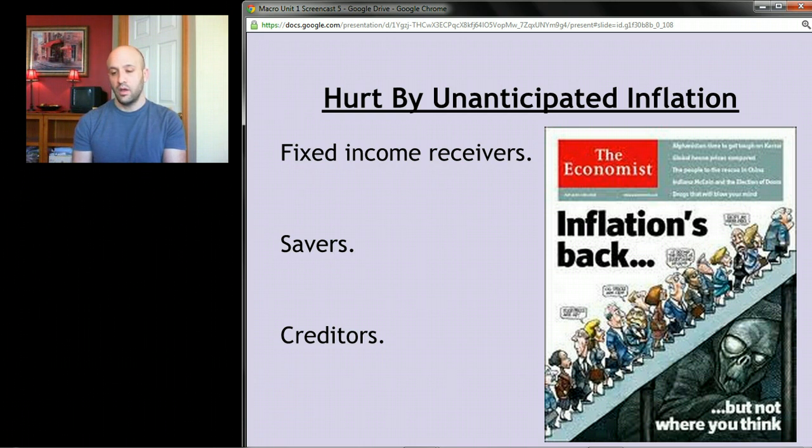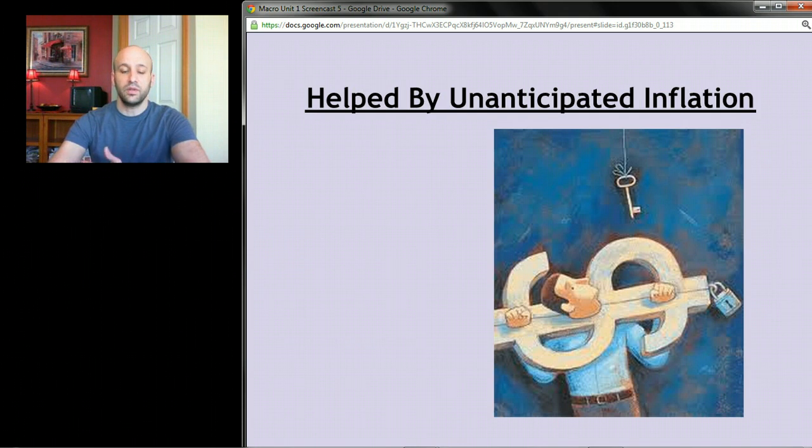Pack of gum maybe, than it was worth back in the year 1900. So creditors, lenders tend to be hurt by unanticipated inflation. For similar but opposite reasons, there are certain people that are helped by unanticipated inflation. If you owe people money, you like inflation. I would love to borrow $1 from you in the year 1900 and pay you back this year. Right? I'm paying you back $1 that's worth a lot less than the dollar I borrowed over 100 years ago.